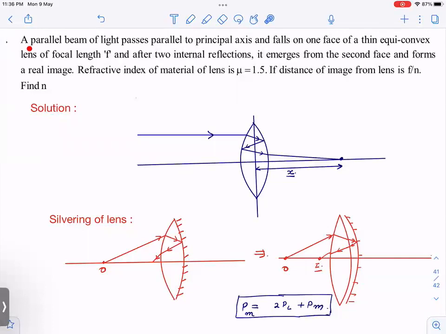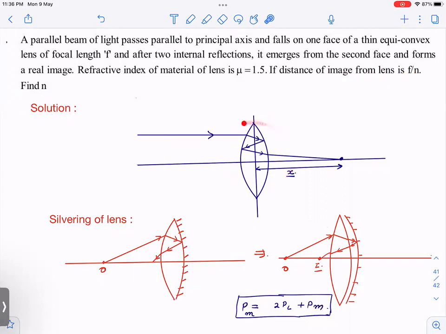So there's a parallel beam of light. This is a parallel beam of light. It is parallel to the optical axis. It falls on one face of a convex lens, focal length f. And there are two internal reflections. Let us see. So this is the light ray and it refracts, then internally reflects. Here also it reflects. And it emerges from the second face and forms a real image. So from here it emerges and then finally it forms a real image here. The refractive index of the material is 1.5. The distance of the image from the lens is f by n, we have to find out n, right?